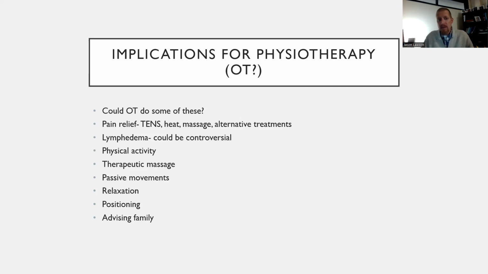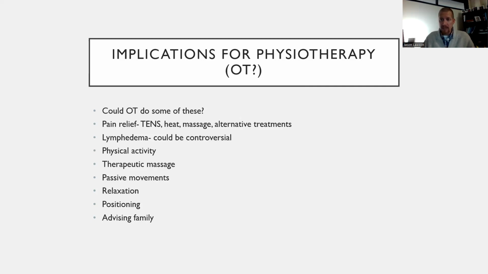Physical activity. Okay, can we promote physical activity? Is it contraindicated? We know that if we increase physical activity, there's likelihood that it can decrease pain in some instances. It can also maintain overall function. Therapeutic massage increases blood flow, could also increase endorphins, decrease pain. Passive range of motion, okay, that can keep muscles moving, joints moving, and further prevent pain from happening.